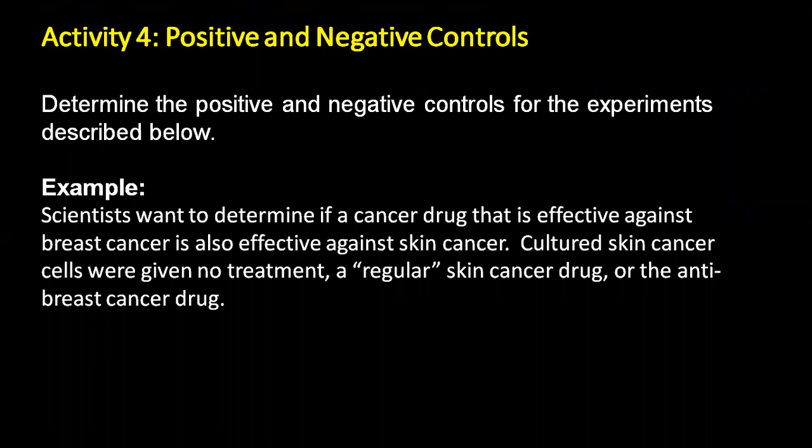The fourth activity had the students determine the positive and the negative controls after they had identified the control in the experimental groups. They looked at the positive and the negative controls in an experimental setup, and they understood the importance of each type of control.